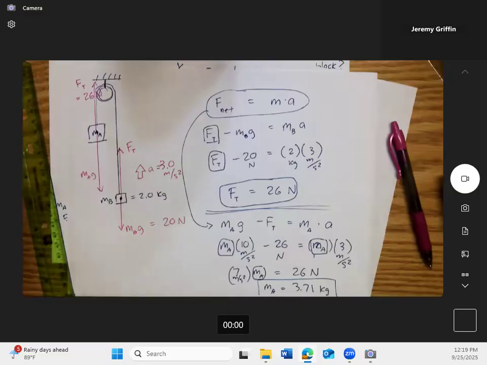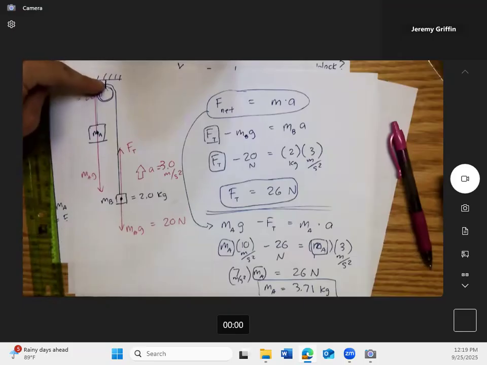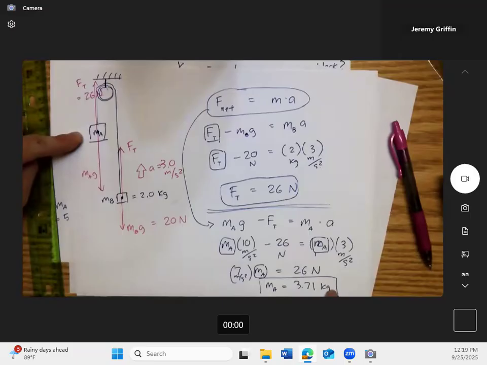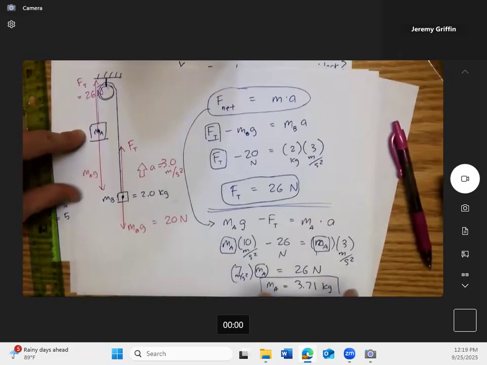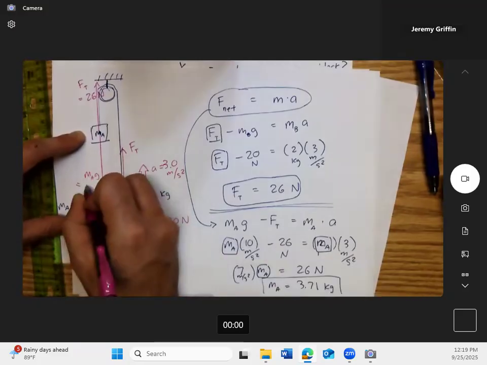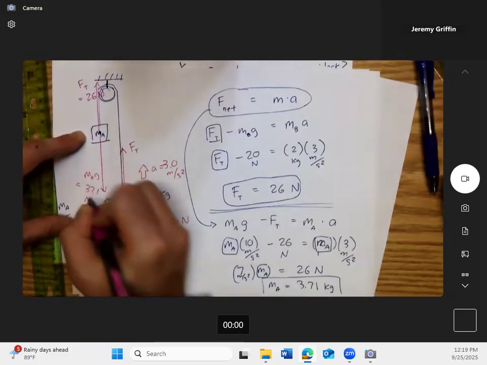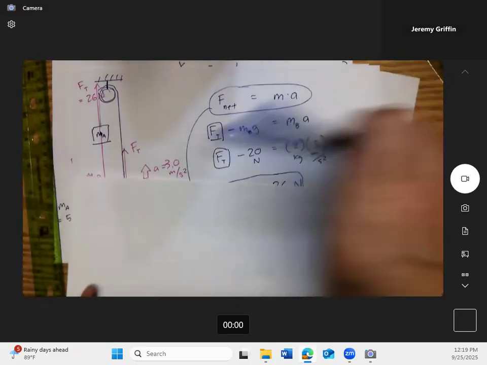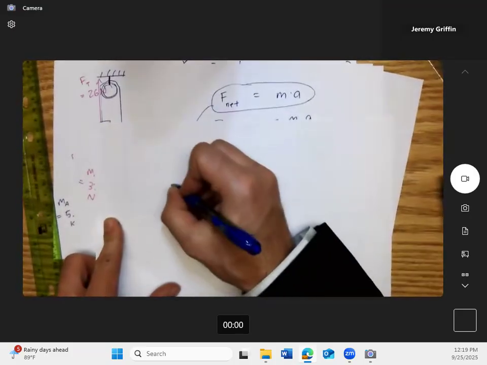Alright, and we're back here. So we're going to finish this out. What's the tension in the string was the last question. Picking up from here, I just found the mass A is 3.7 kilograms. Therefore, this weight right here, m times g, must be 37.1 newtons. I can play off that or use it for comparison.